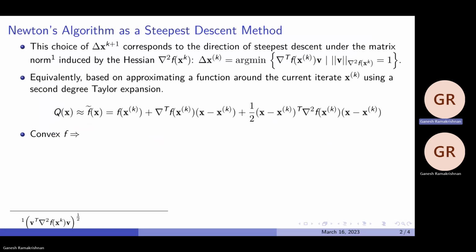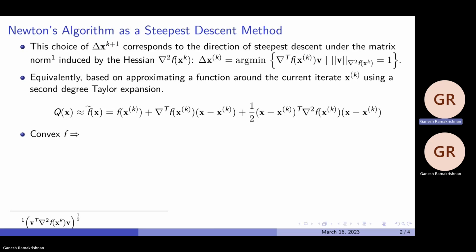Differentiate, set the gradient to 0. Gradient with respect to x. Xk is already fixed, because what have I done here? I've taken a point xk. This was my function f. I took a point xk here and came up with a quadratic approximation. This is a quadratic approximation q, a function of x with respect to xk.